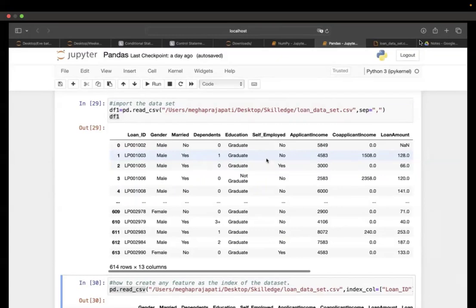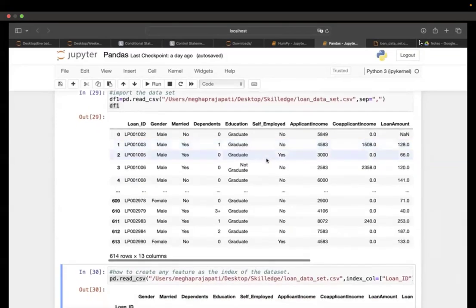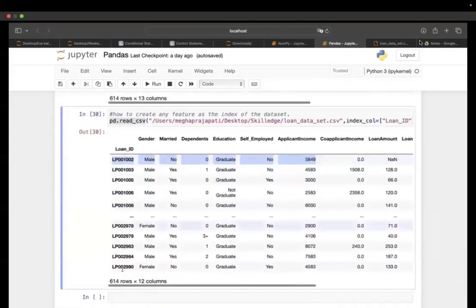The first feature is changed to gender now. Yes, correct. Now, if you try and extract the first feature of your data set, it is now the gender, not the loan ID, because we already created loan ID as the index of my data. Any more questions? Shall we move forward?